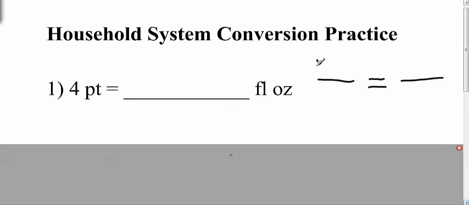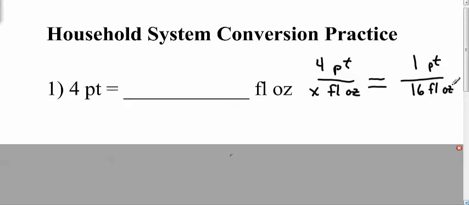So for example, we would write 4 pints is equal to X fluid ounces, since we do not know how many fluid ounces. And in the other ratio, we put the known equivalent. So we know that 1 pint is equal to 16 fluid ounces. So that is an equivalent you need to have memorized.